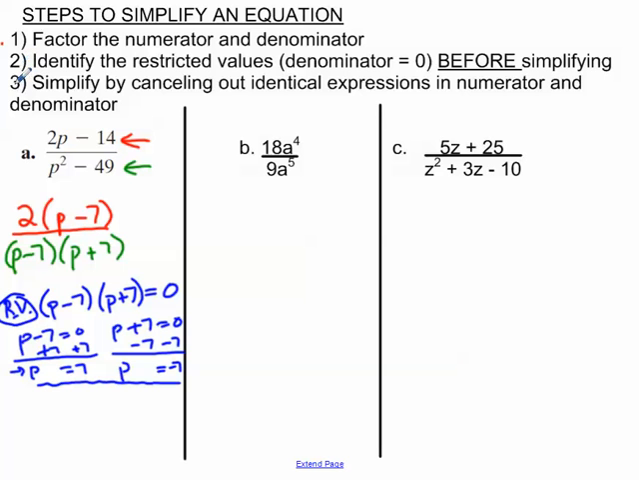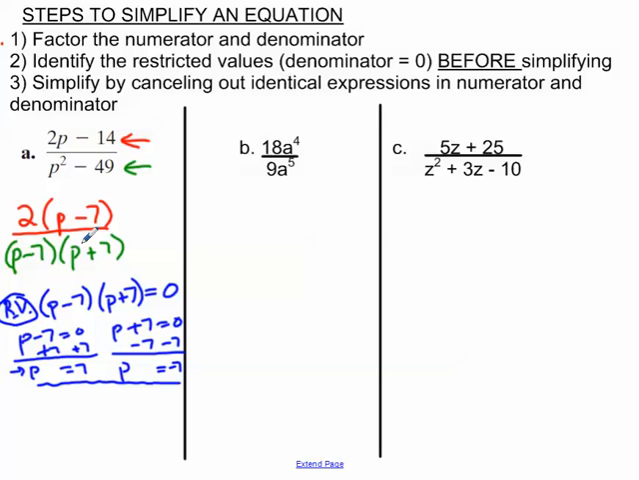Step number 3 now says we can go back to our original red and green Christmassy equation and cancel things out. We can cancel out, remember, factors. So let's take a look at the factors that cancel out. 2 times p minus 7. 2 is a factor. P minus 7 is a factor. In our denominator then, in green, we have p minus 7 is a factor because it's multiplied by p plus 7. P plus 7 is a factor.